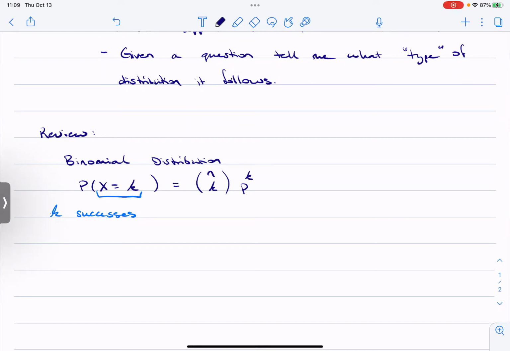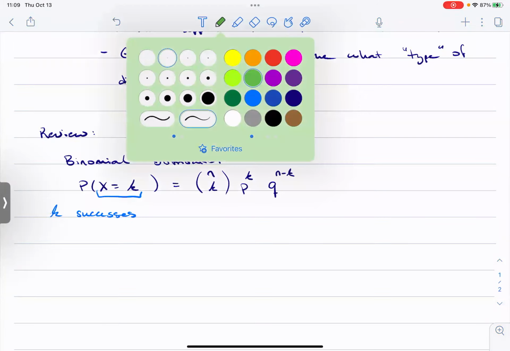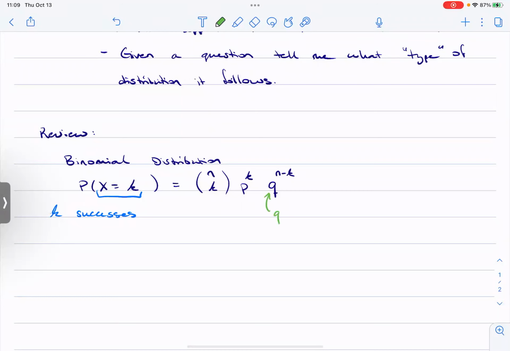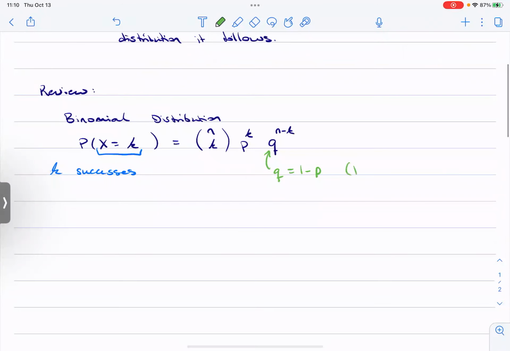P to the power of k, where P is the probability of success, right? And then I use Q, which is 1 minus P, the probability of failure, to the power of however many failures I have, right? Q is 1 minus P, the probability of failure.